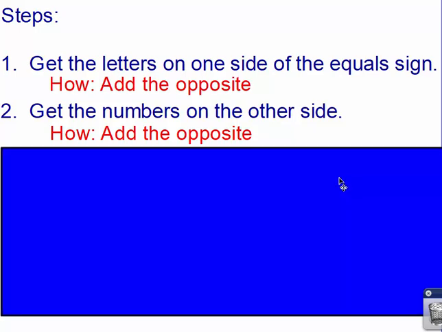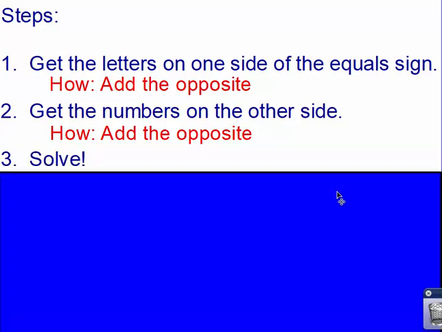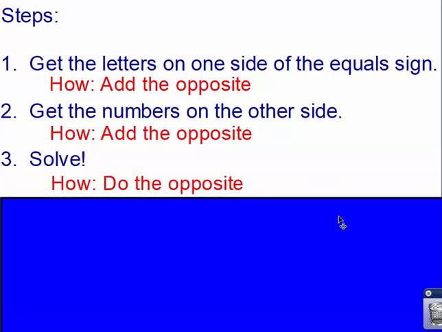And we do that the same exact way. We add the opposite. Now, once you've got the letters on one side and you've got the numbers on the other side, you have a simple one-step equation. And all we have to do is solve. And how do we do that? We do the opposite, or we do the inverse of that operation. So if we have a multiply, we do a divide. And if we have a divide, we do a multiply.